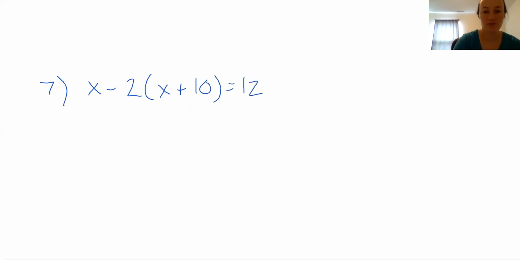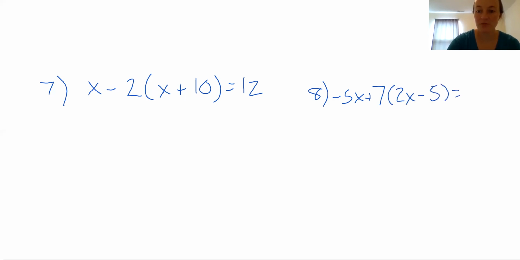Number 7, I want you to write down the equation x minus 2 times the quantity x plus 10, close the parentheses, is equal to 12. There's your first one. That 2 looks like a Z. Interesting. All right, number 8, we've got negative 5x plus 7 times the quantity 2x minus 5 is equal to 37.